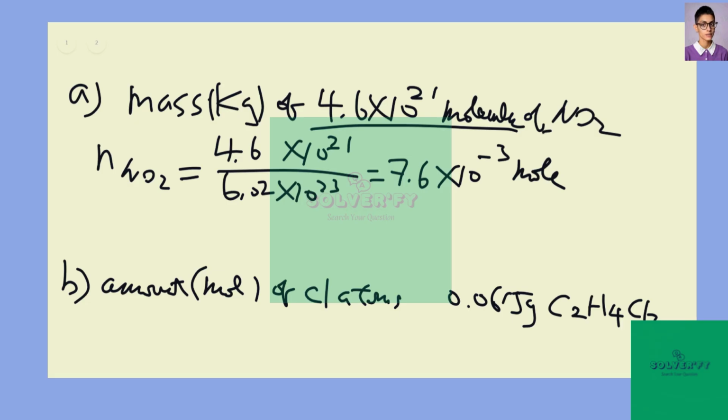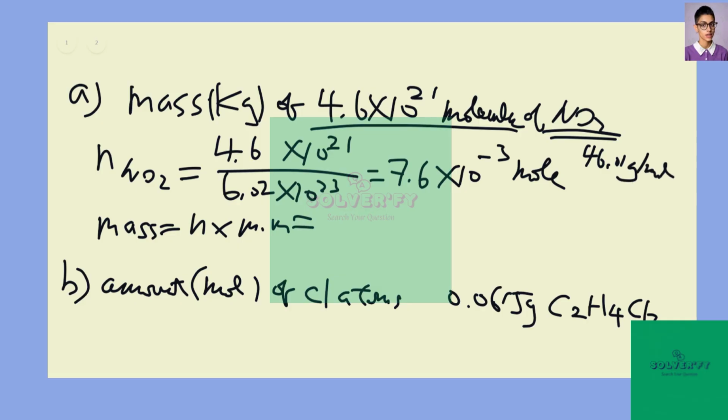Okay, so what would be the molar mass of NO2? We want to find the mass. So mass will be equal to our number of moles times our molar mass. So the molar mass of NO2 will be 14.01 plus 16 times 2. So we have 46.01 gram per mole. All right, so we just need to multiply our number of moles and the molar mass together, and then we will have our mass in gram.